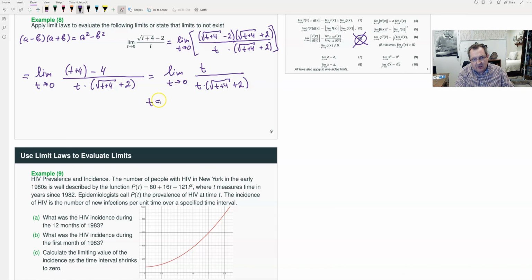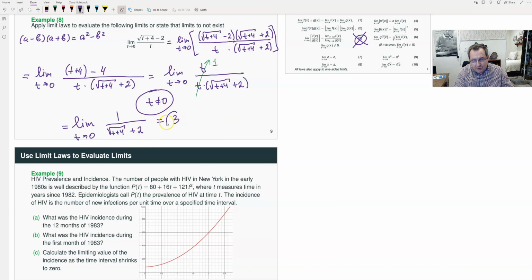And here we can say that as long as t is not equal to 0, which is something that we can assume because we're considering the limit as t approaches 0, so 0 itself can be excluded from consideration. If we make that assumption, then these two terms can cancel, producing 1, and our limit can be replaced with the limit as t goes to 0 of 1 over square root of t plus 4 plus 2.